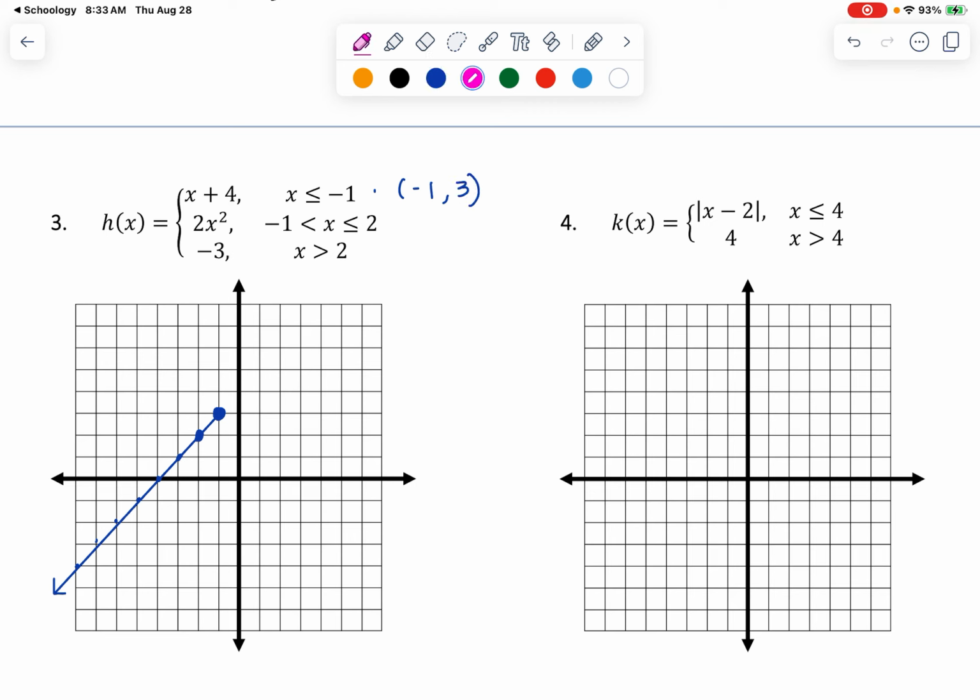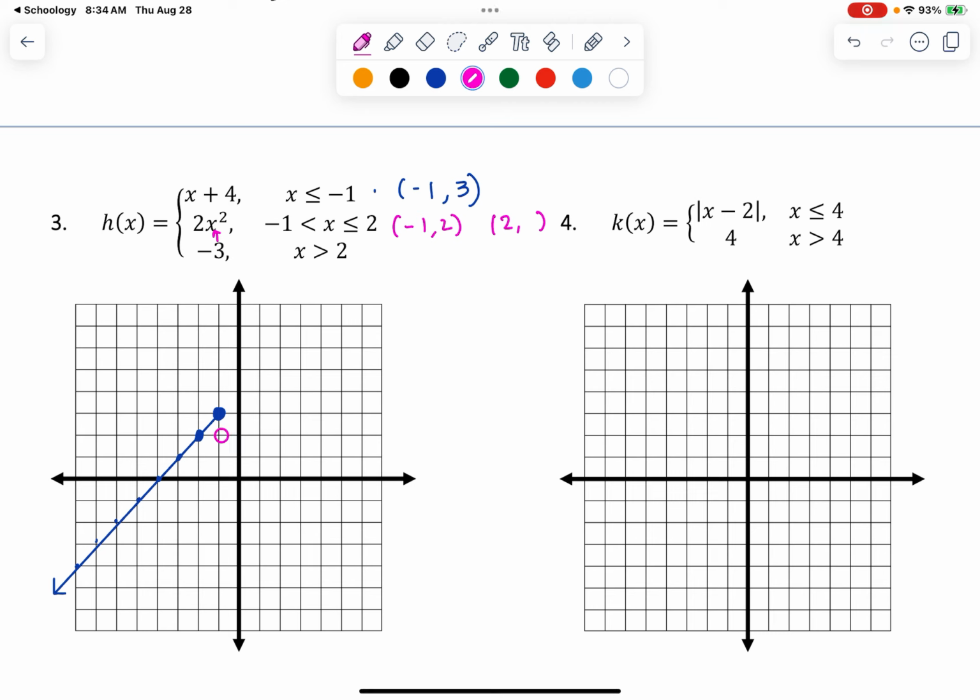All right. My next one, only x values in between -1 and 2. So I need to know -1 what and 2 what, so I can make that parabola. It's x squared, so it's parabolic shaped. So I'm going to want to get the points in between there. I'm also going to want to plug in 0 and +1, so I get the right curve to this parabola. All right, so plug in -1. -1 squared is +1 times 2 is 2. So I have -1, 2, and that is an open point.